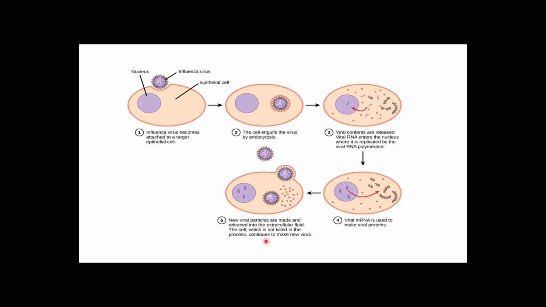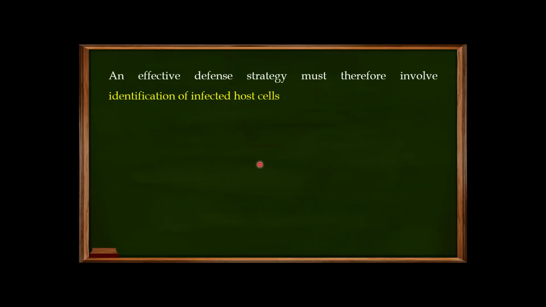The epithelial cells which are not killed in the process by the immune system continue to grow and make new viruses, thereby complicating the process. So this is just a simple example of how these viruses enter into the host cell, thereby making them intracellular pathogens. So an effective defense is needed, as they are residing inside the cell.